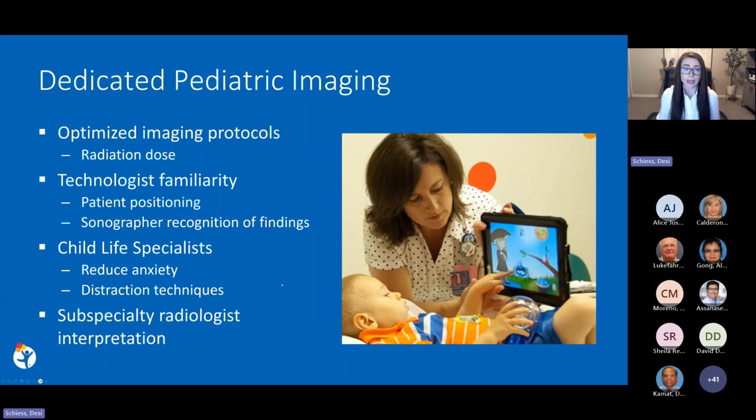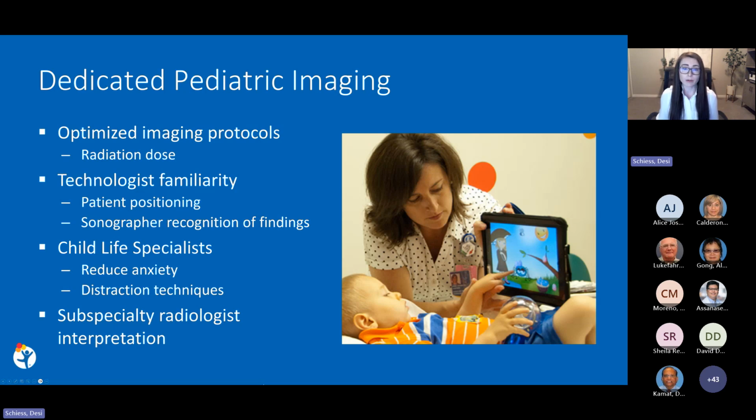When imaging is indicated, it is important that children are imaged at a dedicated pediatric center whenever possible. Pediatric centers have optimized imaging protocols with appropriate radiation doses for children who would often receive much higher doses at adult facilities. Our technologists image children day in and day out, and they know exactly how to position the patients and acquire the images needed for a diagnostic exam.